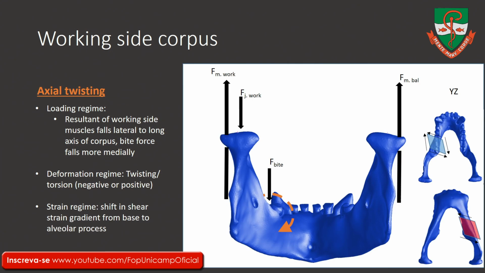Highlander also reports axial twisting on the working side, but the direction of the torsion is variable, saying that in some cases, the lateral aspect experiences tensile stress, while the medial aspect experiences compressive stress, which would indicate torsion. But in other instances, the pattern is reversed. So this diagram shows the mirror deformation of the balancing side and would be supported by negative transverse shear in the alveolar ridge here, and an inversion of that, positive transverse shear at the mandibular base.